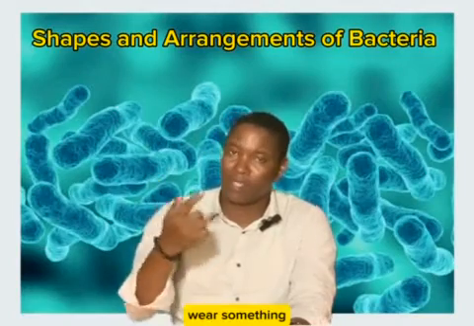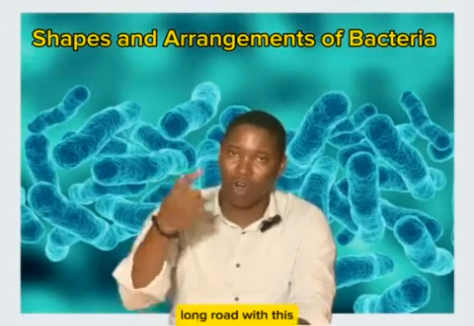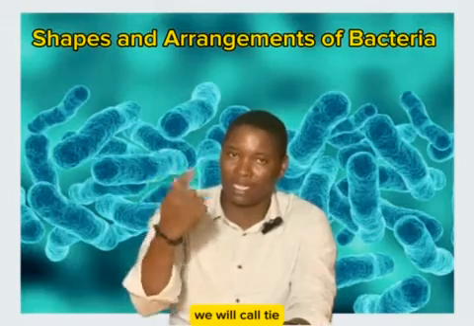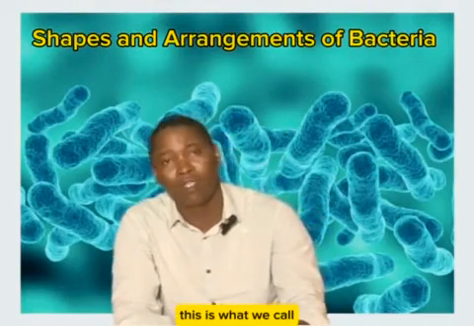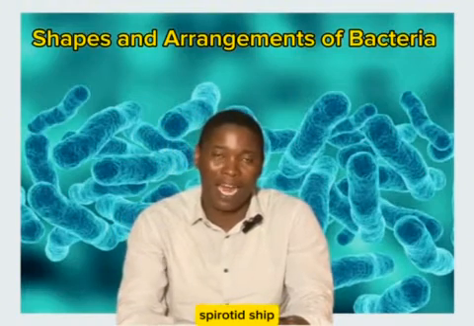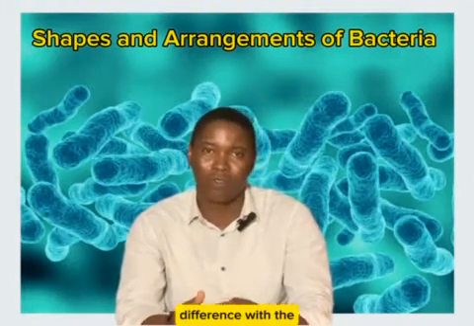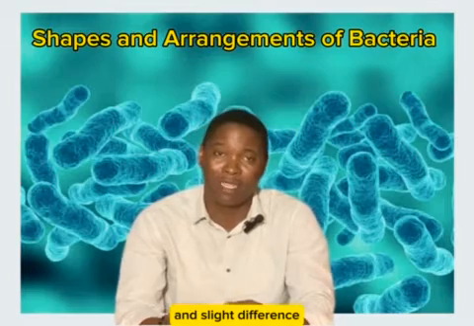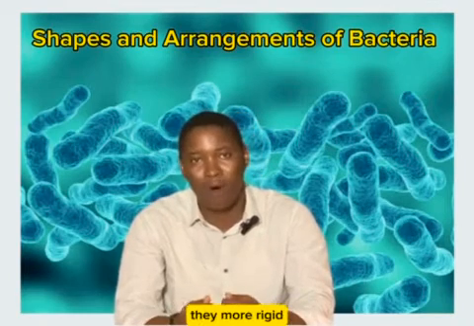Those two shapes dey look alike, and those shapes na wetin we dey call helical shape. E be like where something dey spin around like that. Long rod wey we come tie, wey dey spin around. This is what we call spirilla or spirochete shape. And e get just slight difference wey dey between spirilla and spirochete. And the slight difference na say spirilla dey more rigid.